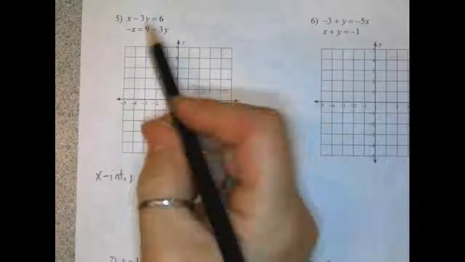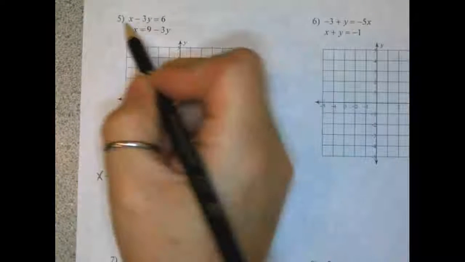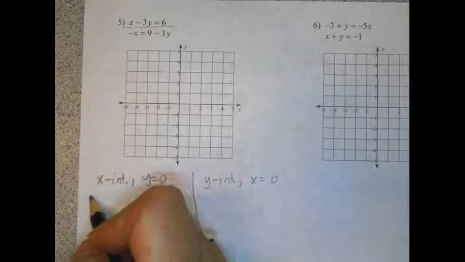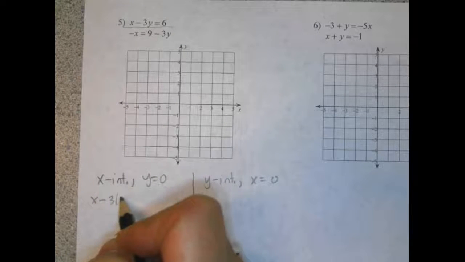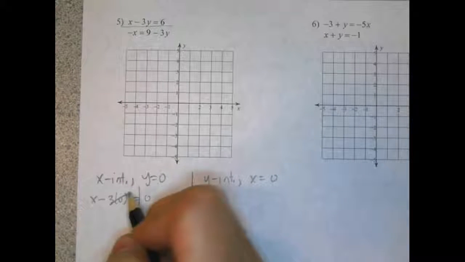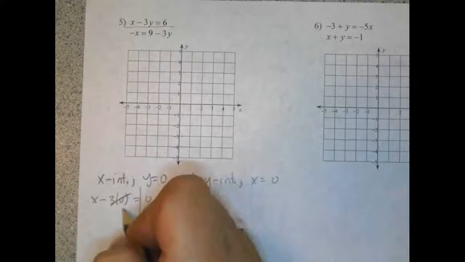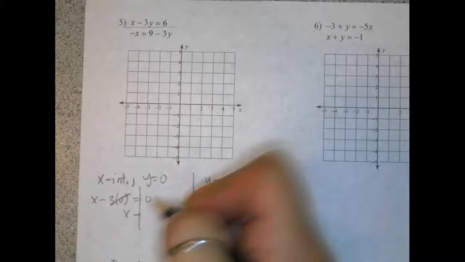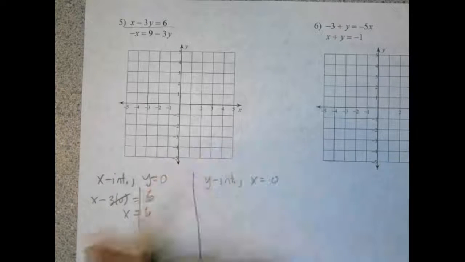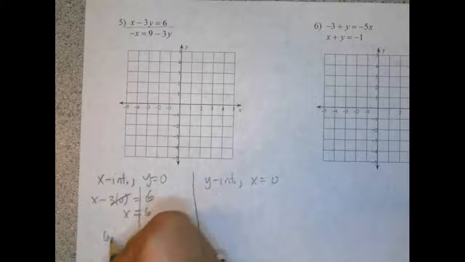So you guys should know how to solve this problem. We're going to start with this one here. Y is 0, so I have x minus 3 times 0 is equal to 6. If I'm solving this problem, this eliminates, right? So x is equal to 6. So the ordered pair for this one is going to be 6, 0.